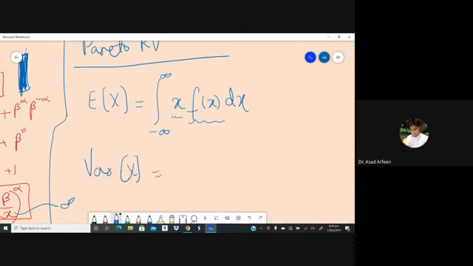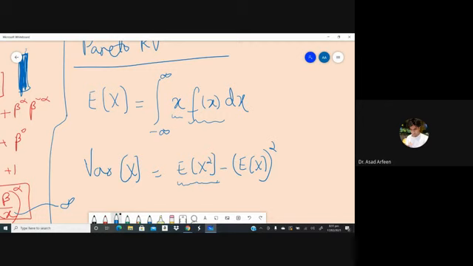for variance of x, again it's simple. I can tell you the formula here, then you can try to find out the variance. The variance of a random variable is E of x square minus E of x, whole square. So for this, you may need to repeat some calculations.